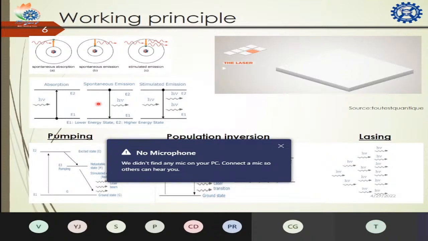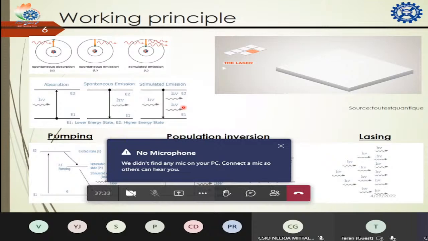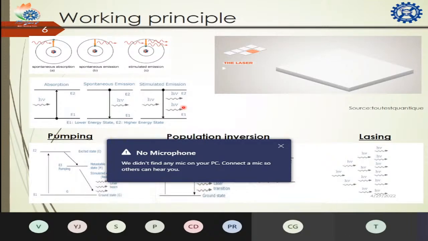The next process is stimulated emission, which is required for the lasing operation to happen. As an electron falls from the higher energy state to the lower energy state, assume it strikes another electron that is already there. It will create more electrons during this process and release more energy. This is how lasing actually happens.